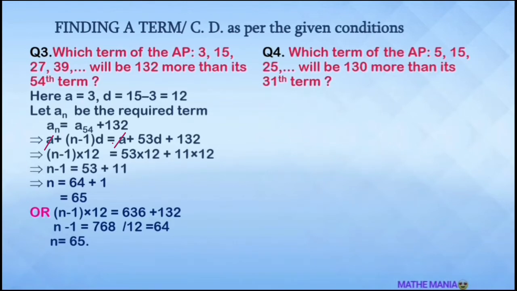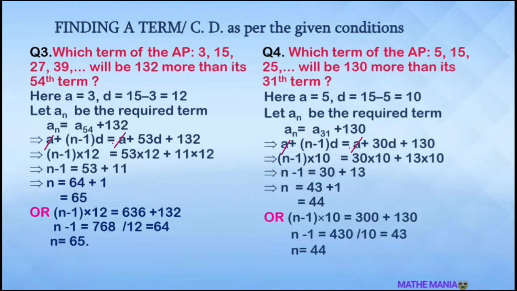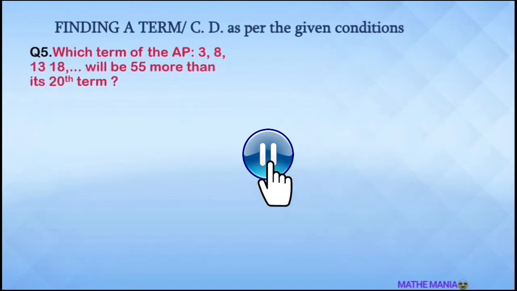If you have finished, then just check the answer. Again, here I have applied the same trick. As this equation has all the terms divisible by 10, I have divided throughout by 10, and then I got n minus 1 is equal to 30 plus 13. But no problem, if you don't understand, you can apply the second method for solving the equation in that case. The next question is also similar, so please try it.